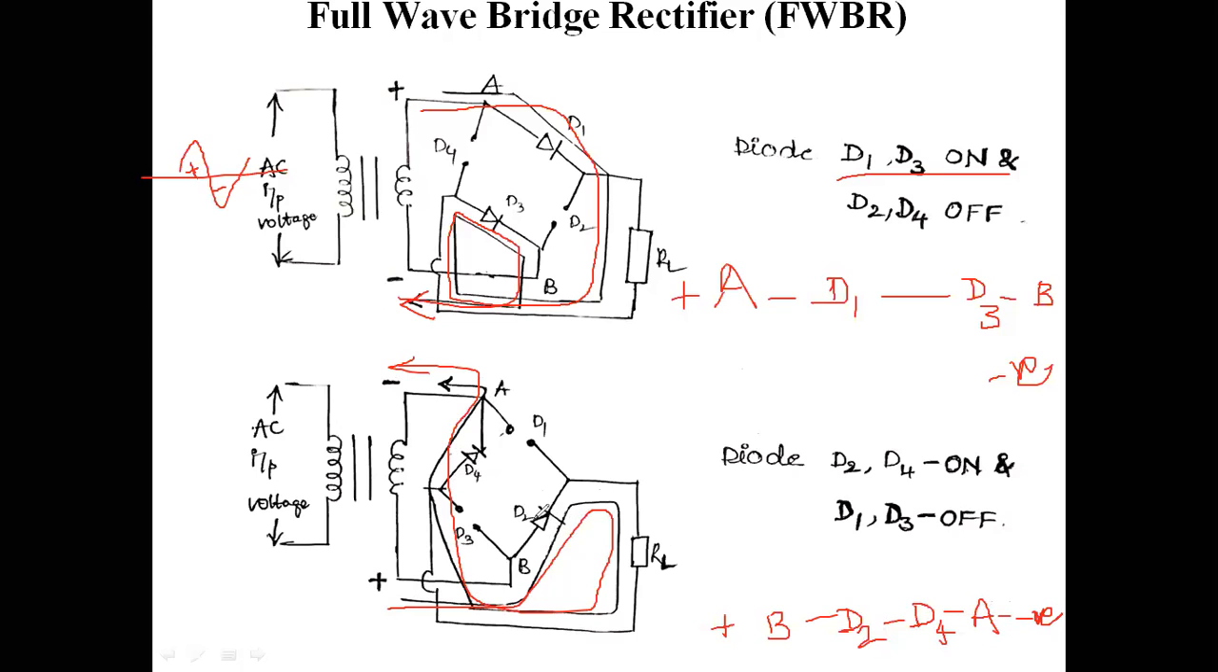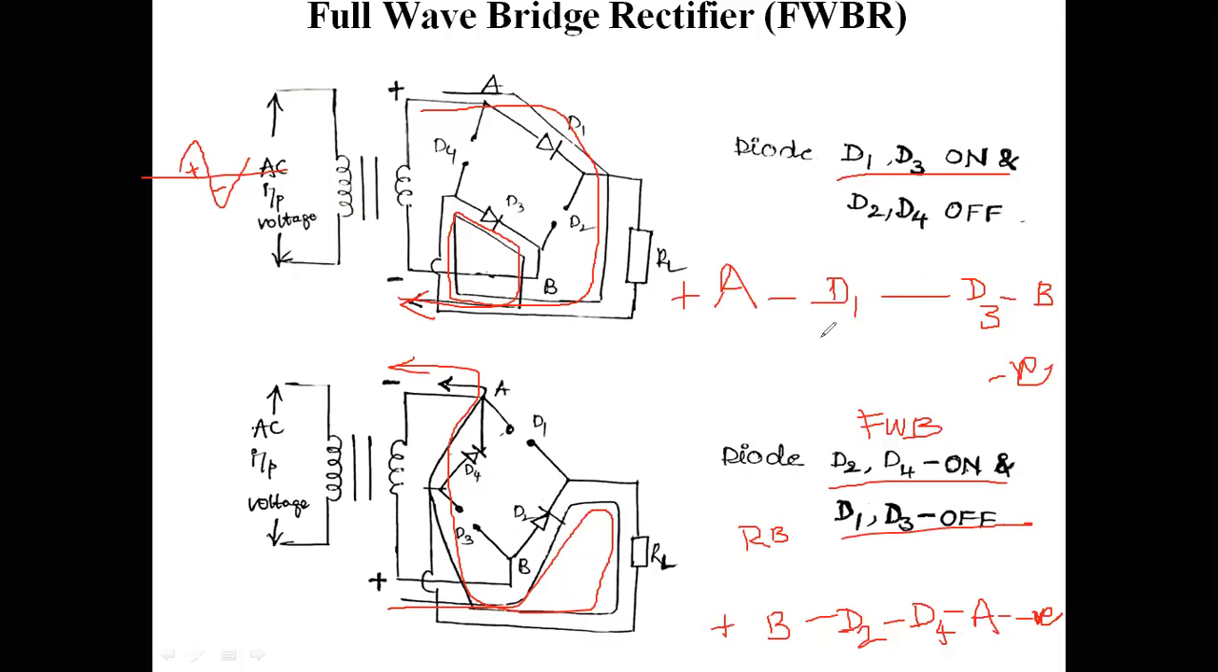Here, diodes D2 and D4 are in on position. That means these two diodes are in forward bias condition and act as on switches, and D1 and D3 are in reverse bias position. We can treat these two diodes as in off position here. This is with respect to the positive half cycle. This is with respect to the negative half cycle.